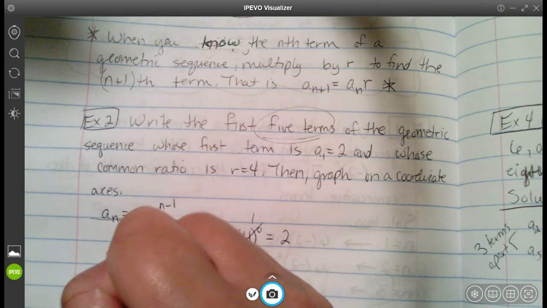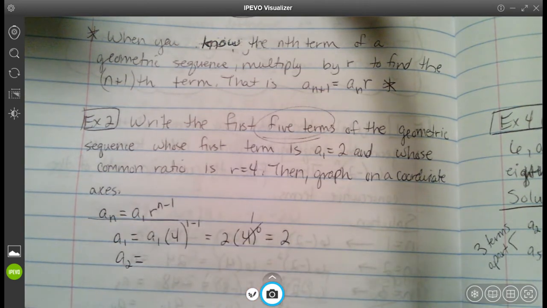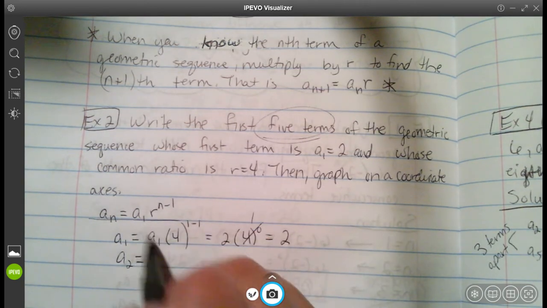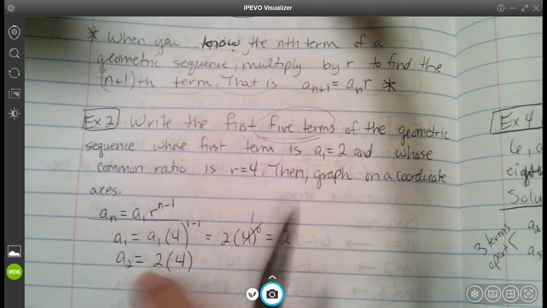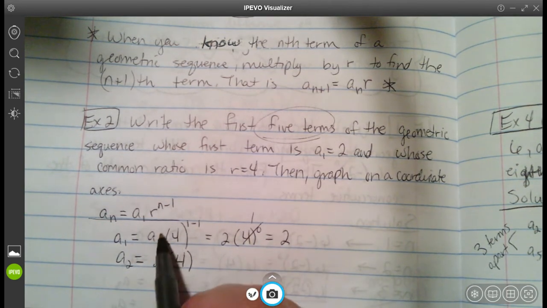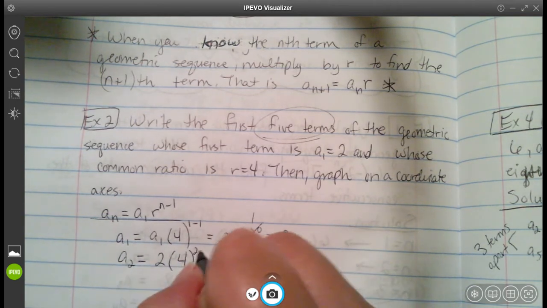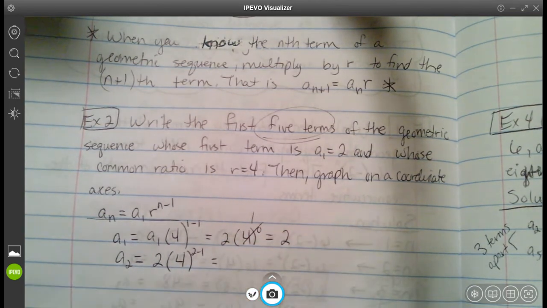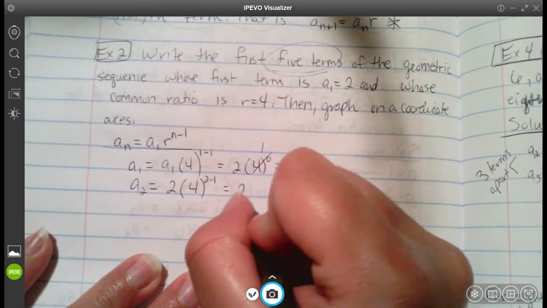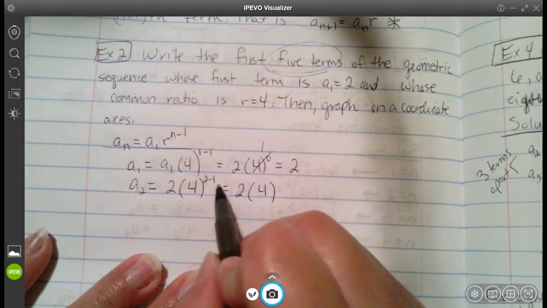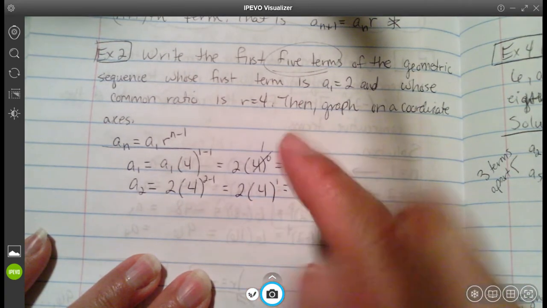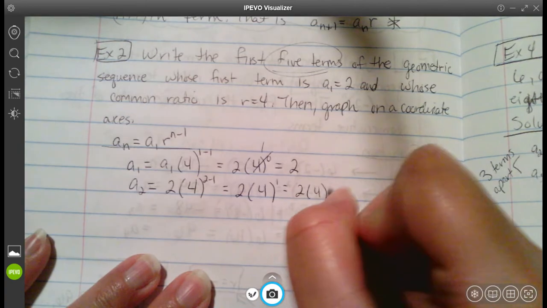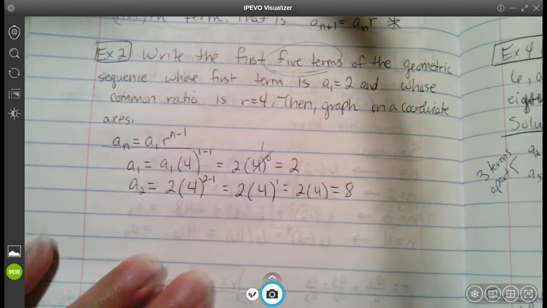Okay, a sub 2, so the second term is going to be a1. So a1 is equal to 2 times our common ratio 4, and then n minus 1, so 2 minus 1, like so. And we're just going to simplify that. So 2 times 4, 2 minus 1 is just 1. So 4 to the first power is just 4, 2 times 4, and that's going to give us 8.